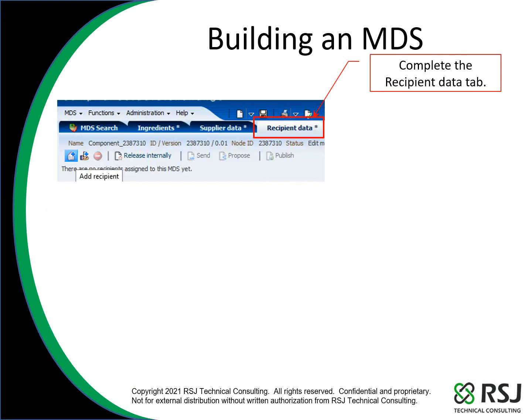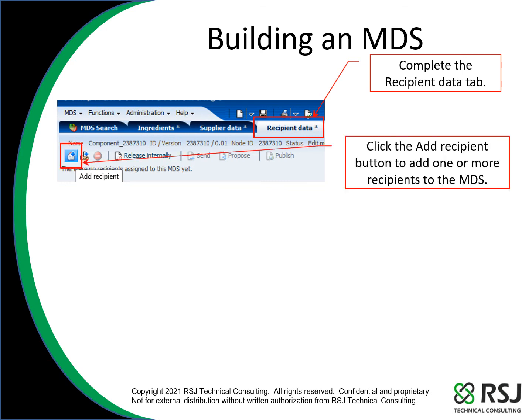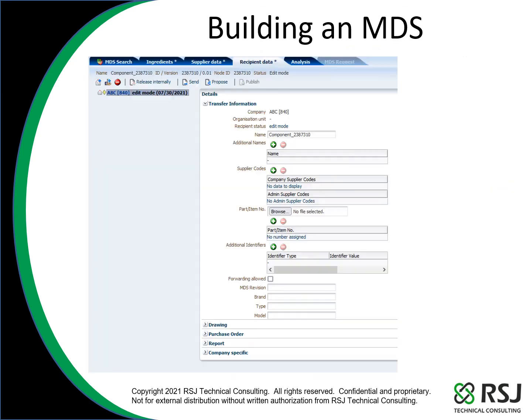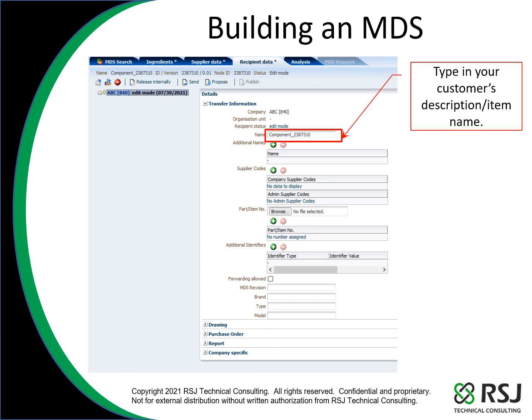Then you're going to complete the recipient data tab. You're going to click the little plus on the house and add a recipient. You can add more than one. Each recipient will get a details screen that is just for them. You're going to fill in their customer description or item name.